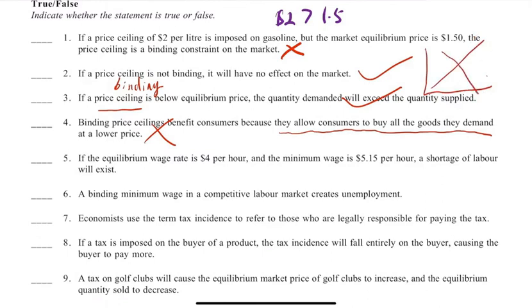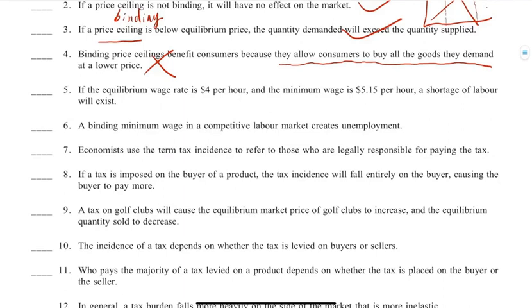If we have a binding price floor, then it will be above the equilibrium price. In this case, you could see that quantity supplied will be larger than quantity demanded, so we will see a surplus. So basically, the statement is not correct. We will not see a shortage. We will see a surplus of labor. That is, you will see unemployment.